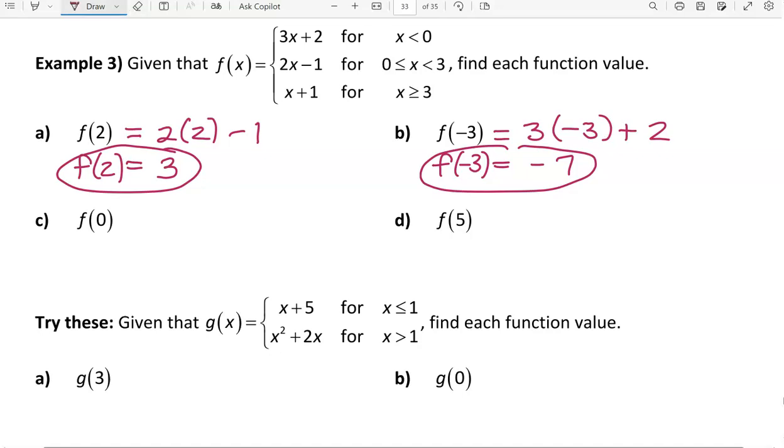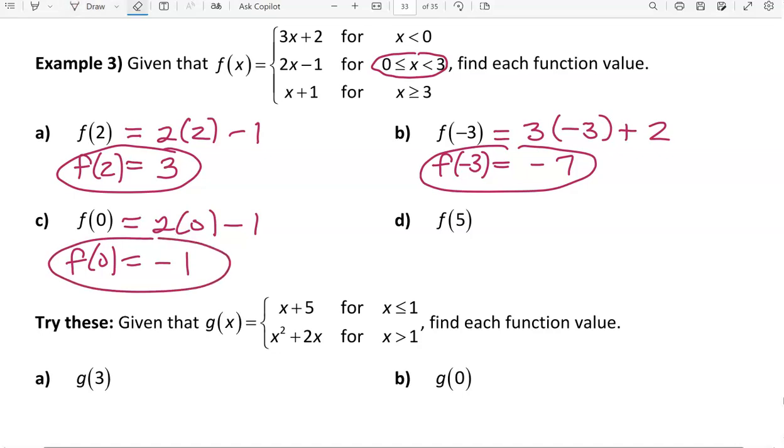Now let's compute f of 0. So where is 0? Well, it's on the borderline of two of those intervals. But you'll notice that the first interval, for x less than 0, does not include 0. So we're going to use this interval right here that includes 0. So f of 0 will be 2 times 0 minus 1, which is 0 minus 1, or negative 1.